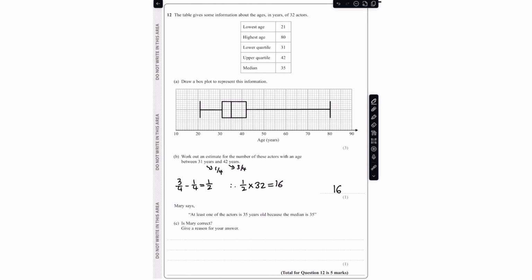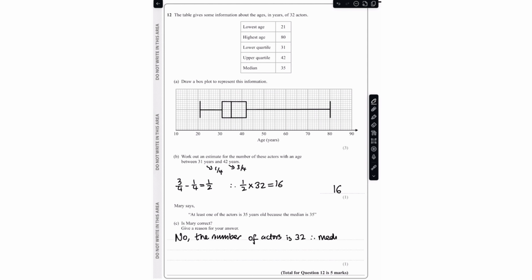In the final part of this question, Mary says at least one of the actors is 35 years old because the median is 35. Is Mary correct? Give a reason for your answer. So simply put, your answer is no, because the number of actors is 32.